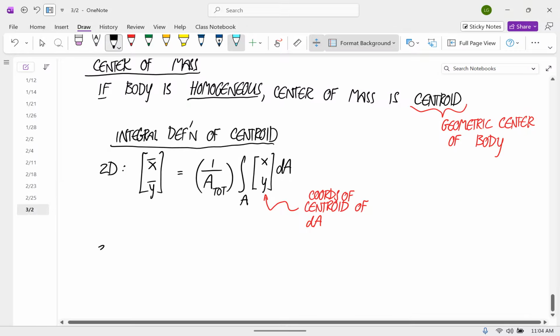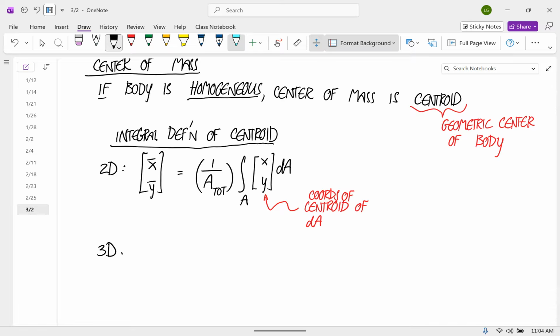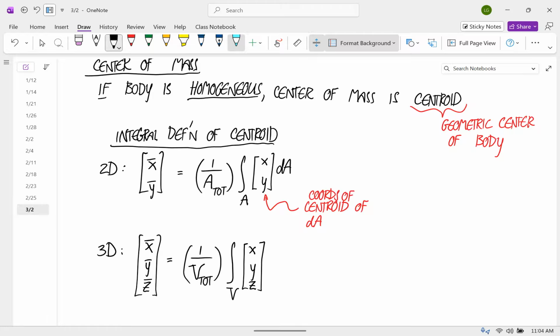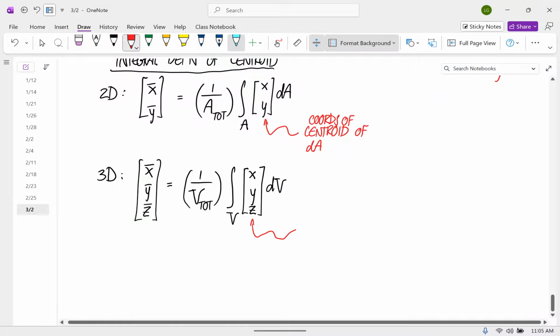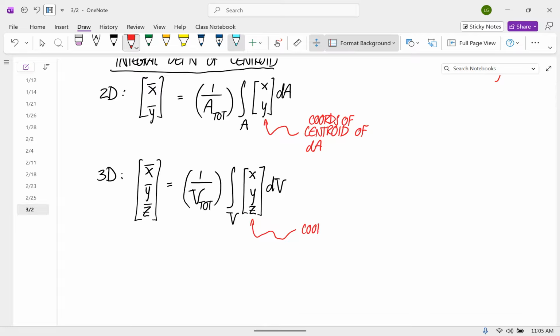In 3D, it looks similar. You basically just change the areas to volumes. But x bar, y bar, z bar is equal to 1 over the total volume times the integral over the volume of the body of x, y, z times dV. And x, y, z in the integral are the coordinates of the centroid of that infinitesimal volume dV.